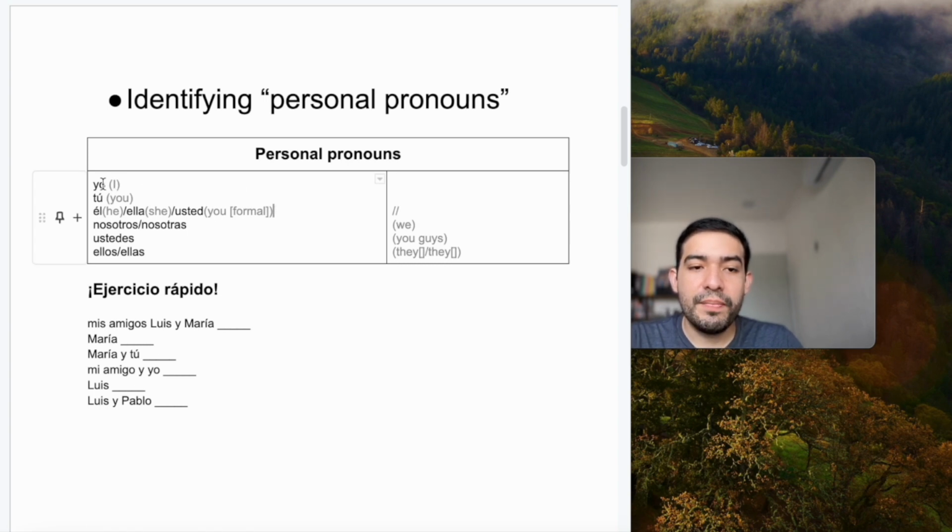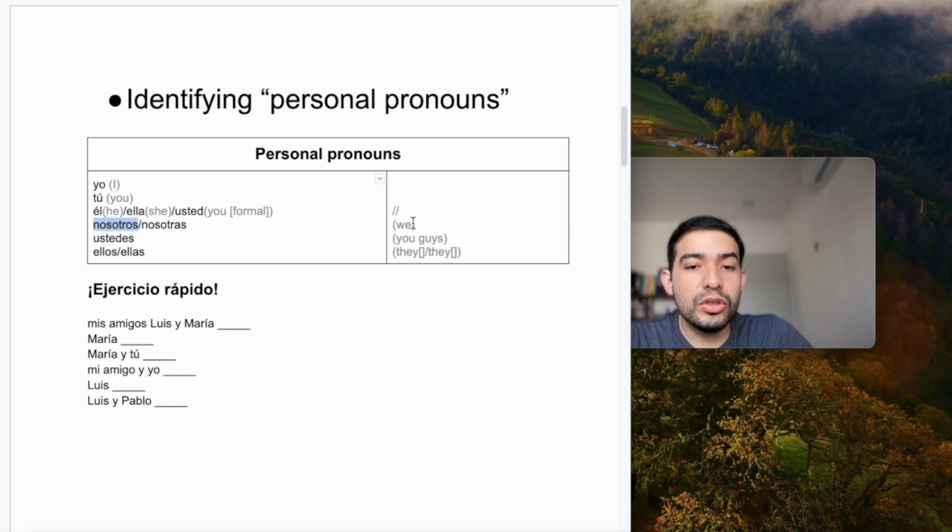Just know that this is also called the first person singular, yo, second person singular, tú, and then these three are the third person singular, okay? They are called singular because they are just referring to one person each. Now let's move on to the plural ones.